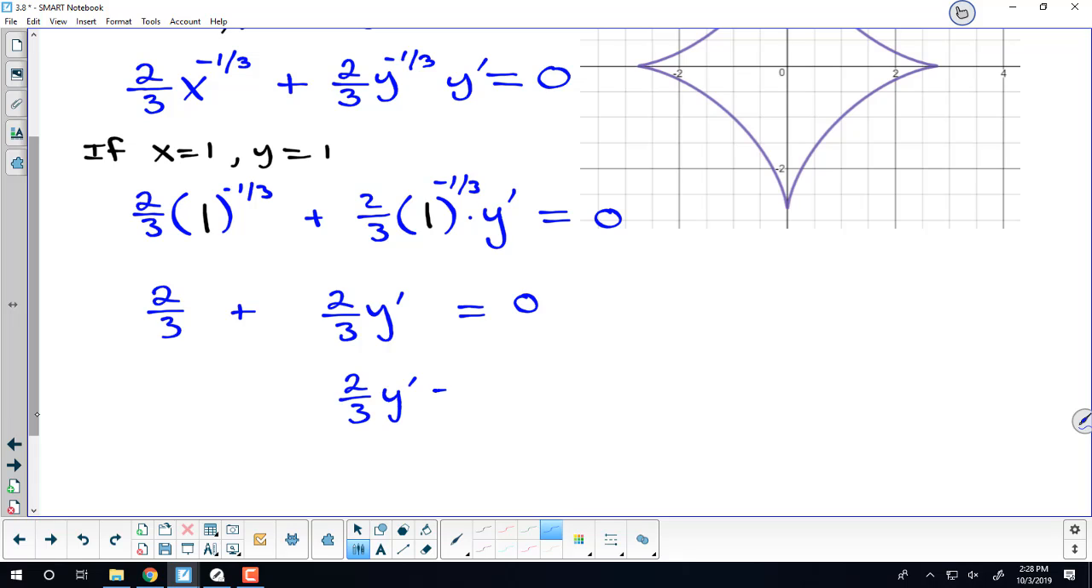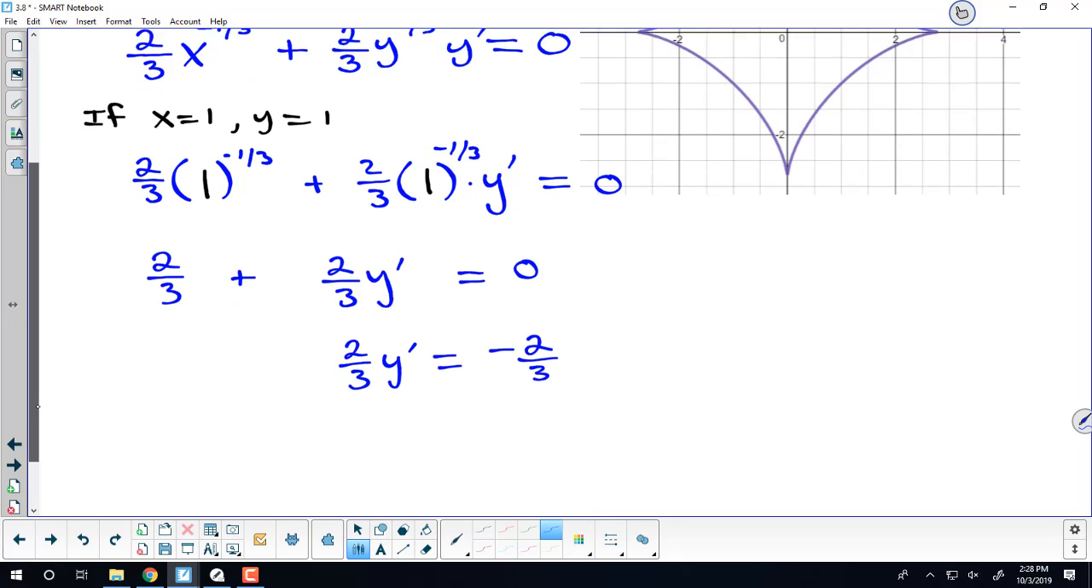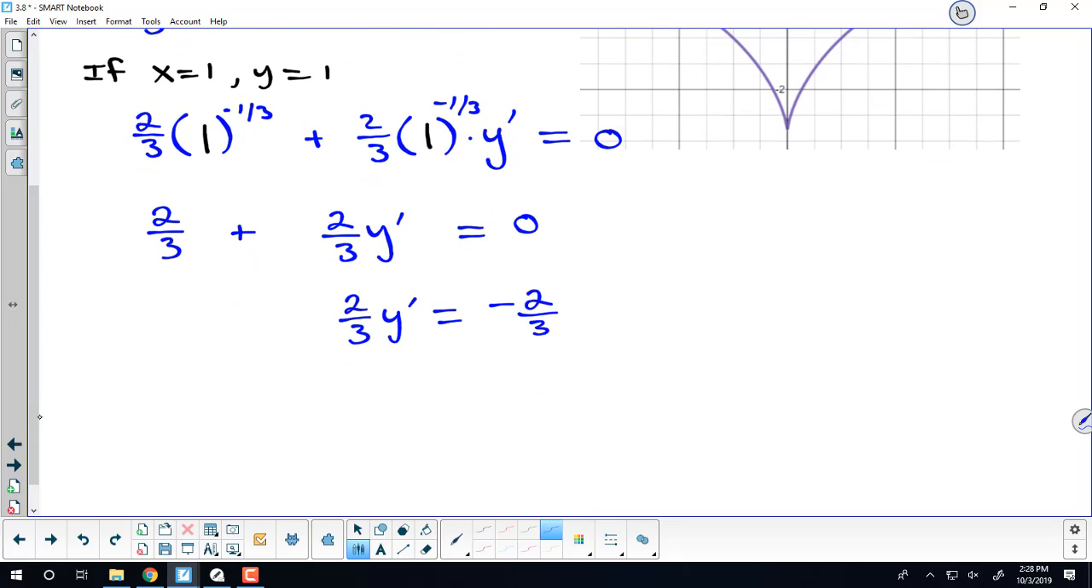Two-thirds y prime equals negative 2/3, which means y prime is negative 1. So that is the slope of the tangent line at (1, 1).